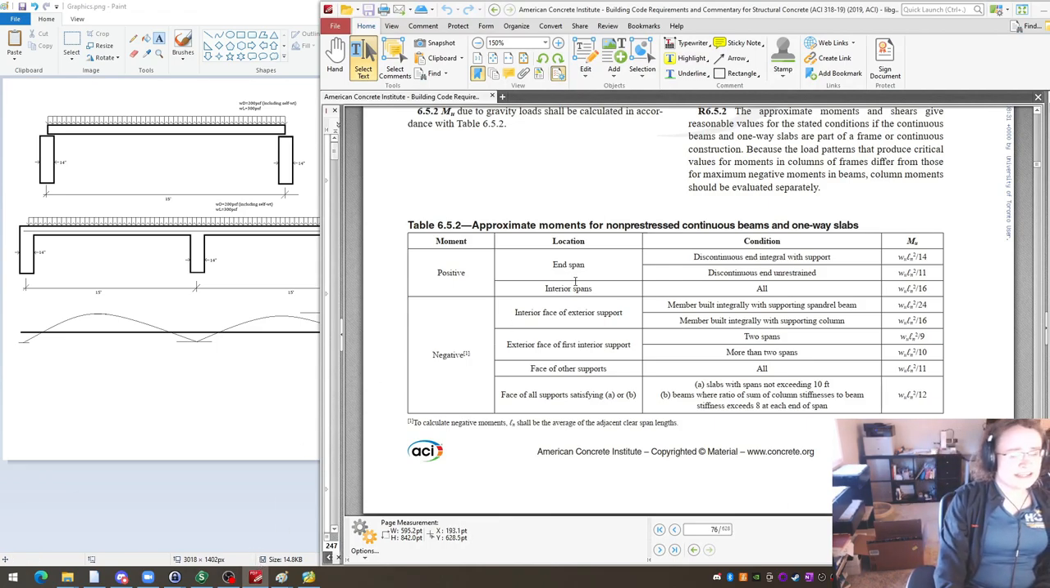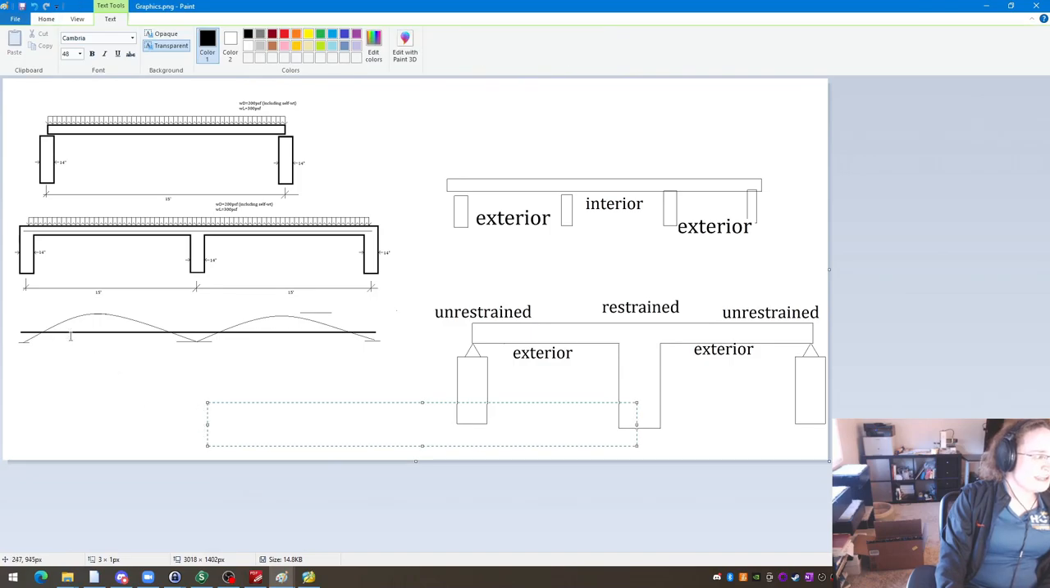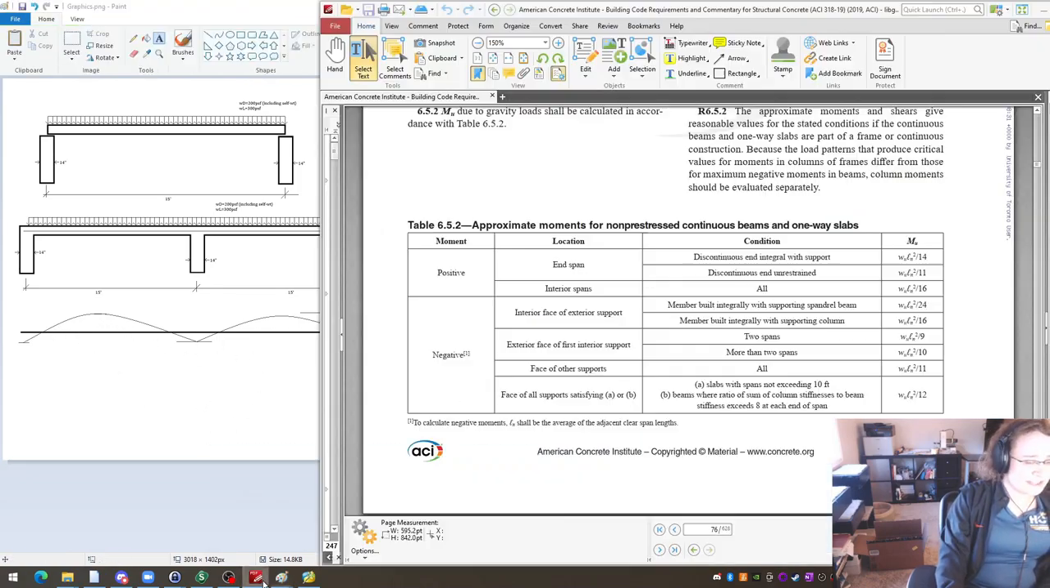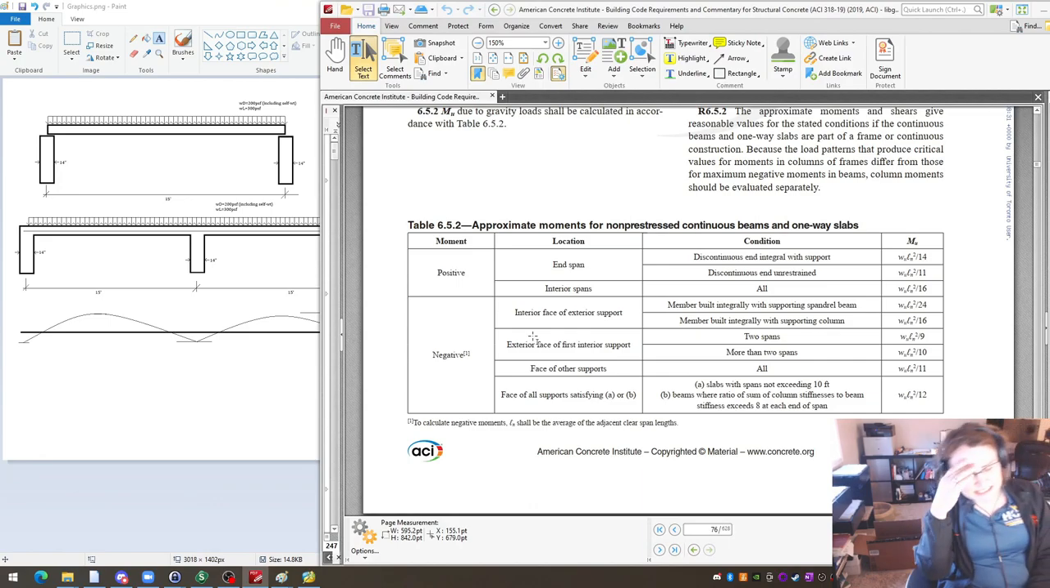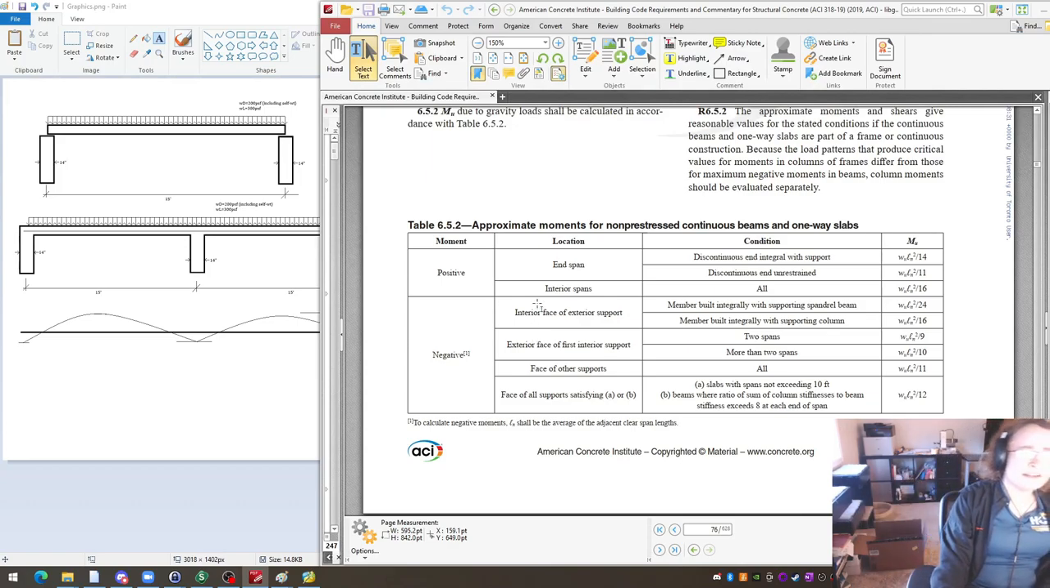We don't need to worry about interior spans because we have just two spans and they're both end spans, with discontinuous end integral support. So we need to consider both positive and negative regions. However, in this case, I'm going to try using just a single layer of steel positioned at the middle of this slab, which is a bit inefficient, but the nice thing is it is very constructible. It's a very simple thing to build, and it does illustrate the process relatively quickly. Okay, so let's look here.